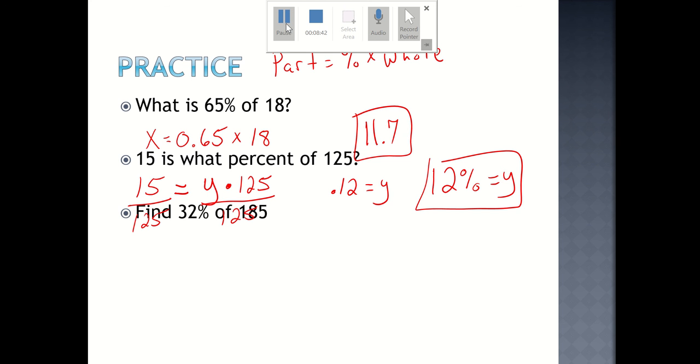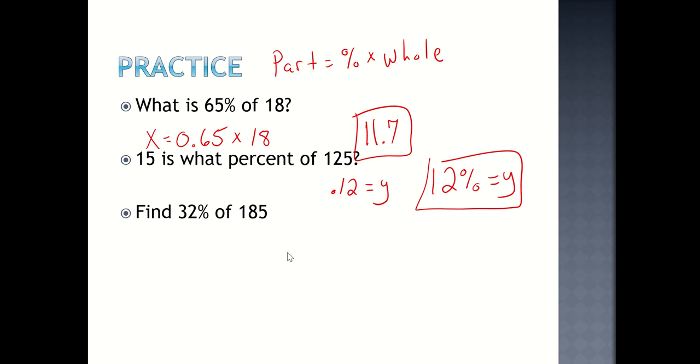All right, next one, let me erase for you here. All right, pause the video, try this third one on your own. Find 32%, that's my percent clearly, of 185. The keyword of lets you know that 185 is your whole, so percent times whole equals part. Go to the calculator now, 0.32 times 185, and we get 59.2. So X equals 59.2.